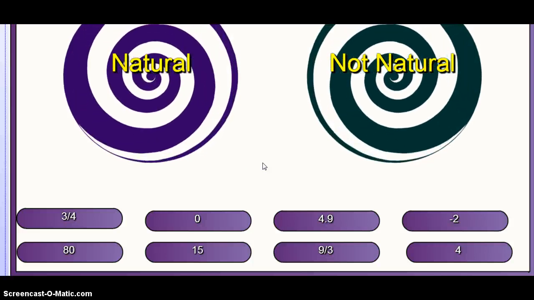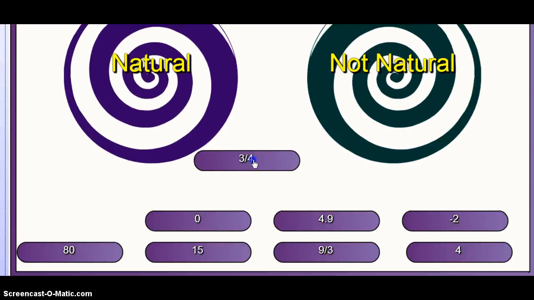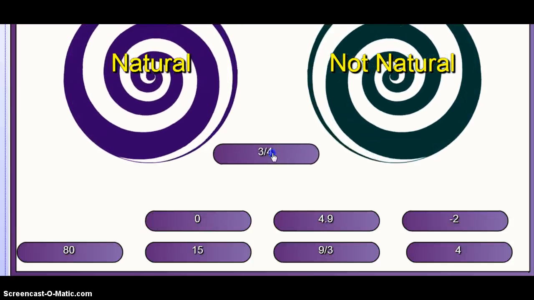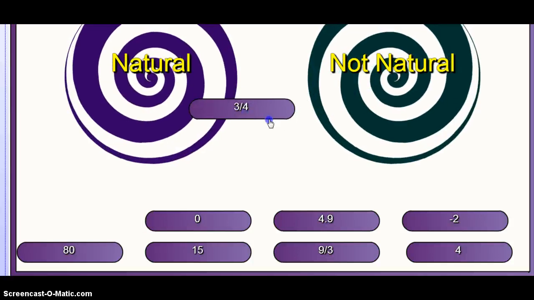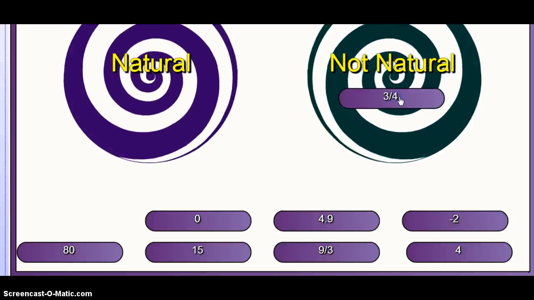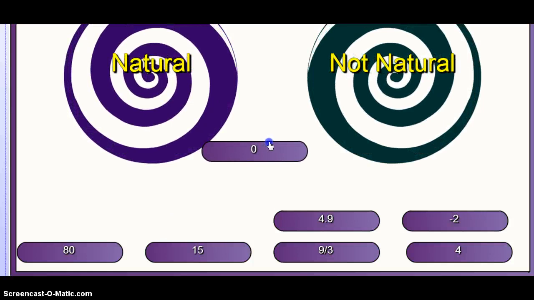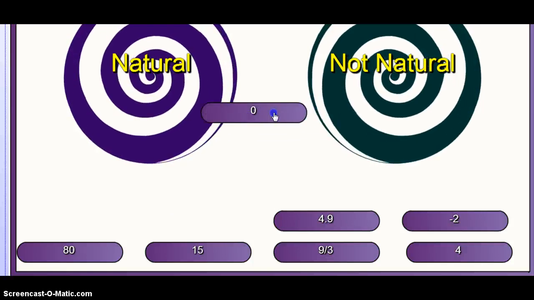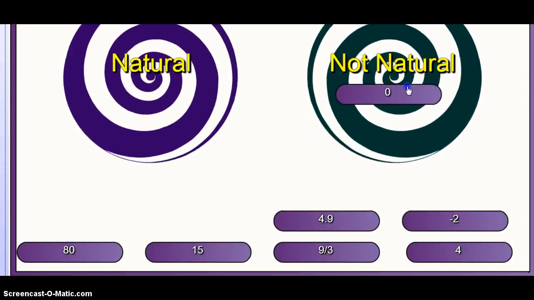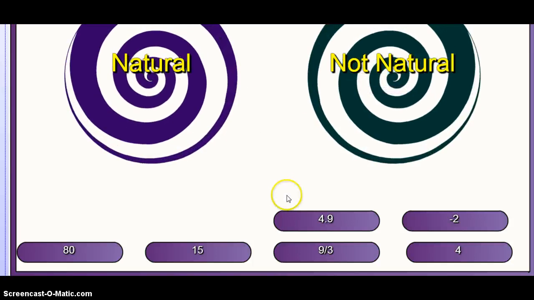Alright, now that you have had time to try it on your own, let's go ahead and go through these numbers. Okay, so we have the number here, 3/4. This will obviously be not natural because it's not a whole number. Okay? Remember, natural numbers start at 1 and go to infinity. Okay? 0. This is also not natural. Remember, that's the first element in the whole number system. Natural starts at 1. Okay? So that one goes there.